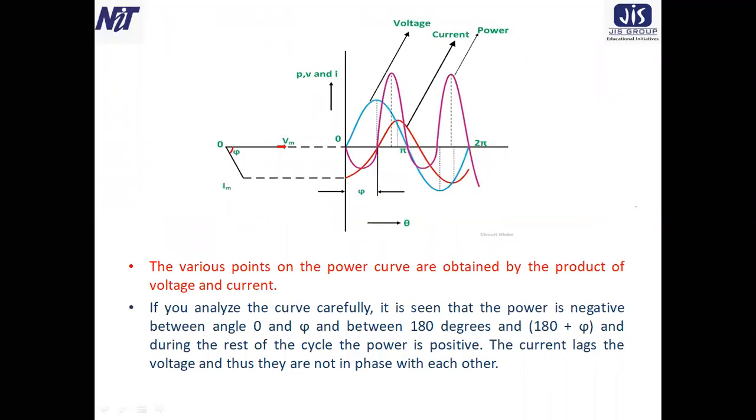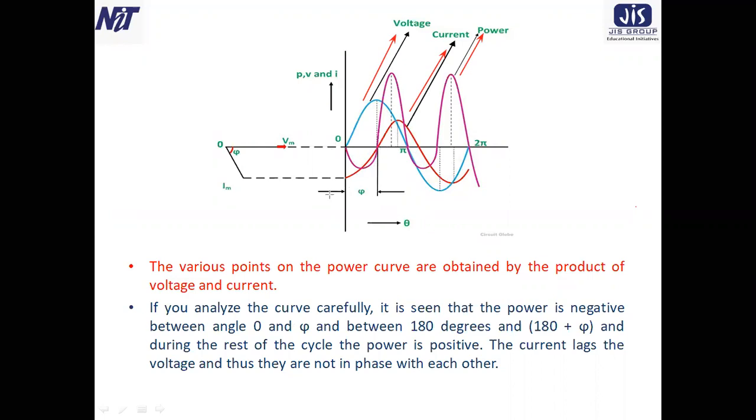Now, try to understand this one. This is the power, current, and voltage waveform of the circuit. This is the voltage waveform. Red color is the current waveform, and this one is the power waveform. Now, the voltage, we know that V equals Vm sin omega t, so it starts from 0, then pi, then 2 pi. This way it completes its waveform.